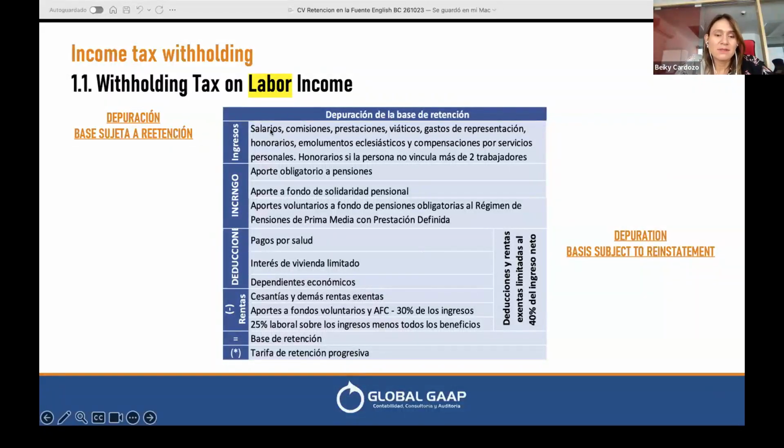So salary, salarios, commissions, prestaciones, viáticos, like all the traveling expenses, all the additional payments that you get paid for other services that you provide to the company or your own income. So we have had the case of some employees that do not only have their income as employees of the company, but you also have other sources of income.